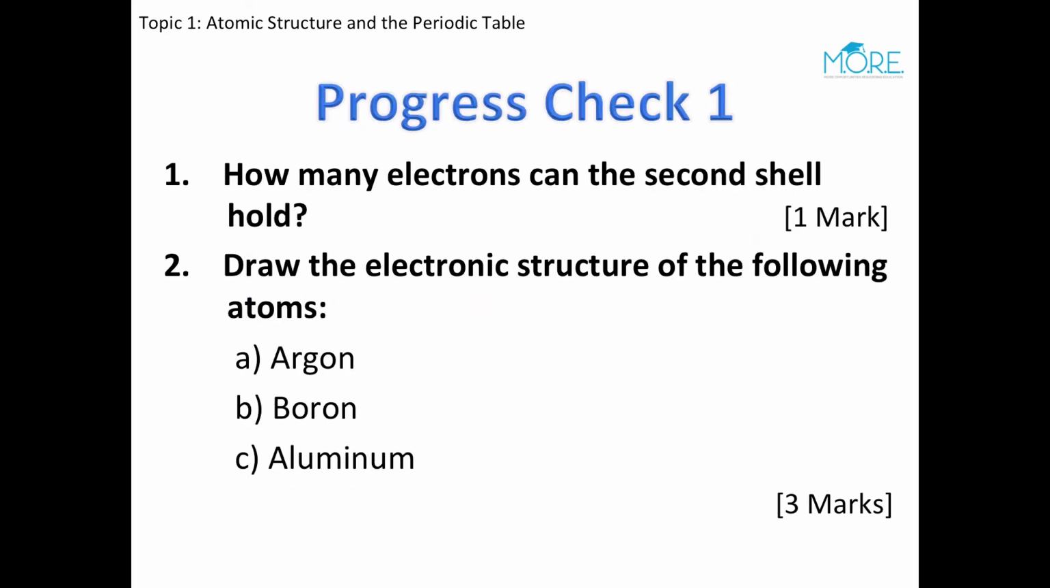First progress check. Number 1, how many electrons can the second shell hold? That's worth 1 mark. And then number 2, draw the electronic structure of the following atoms: argon, boron and aluminium. That's worth 3 marks. Pause the video, give yourself about 4 minutes to answer the question. Press play when you're ready to continue.